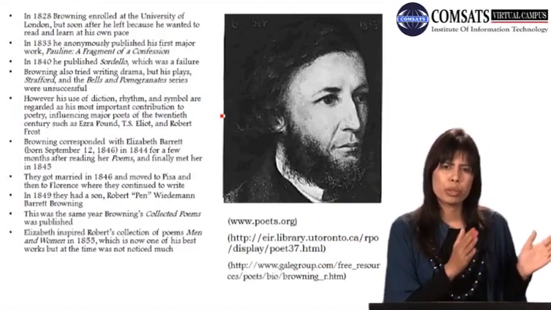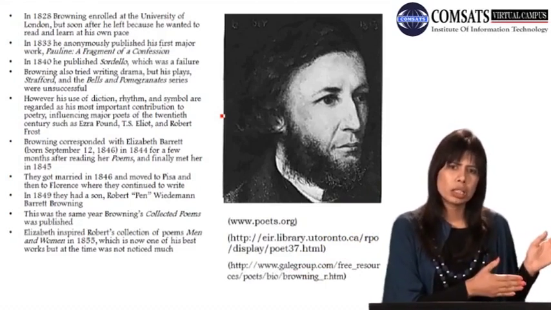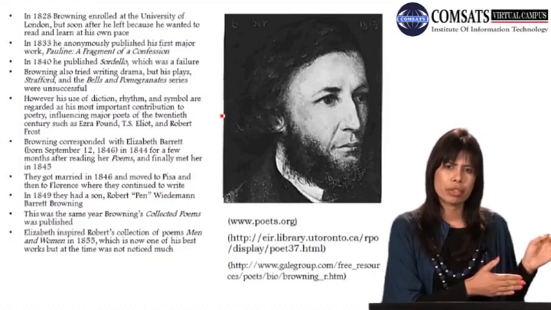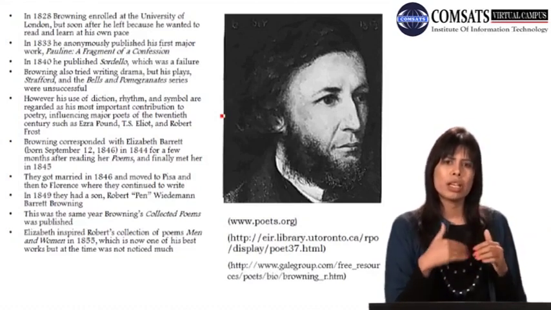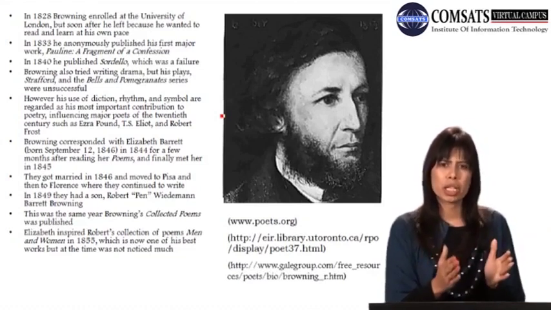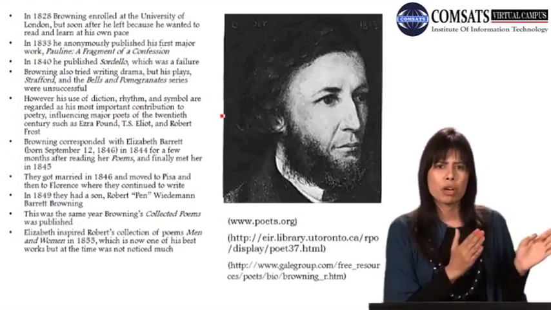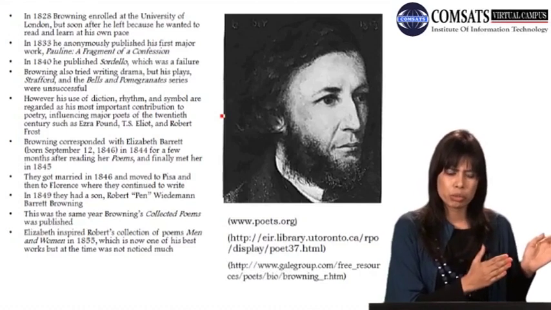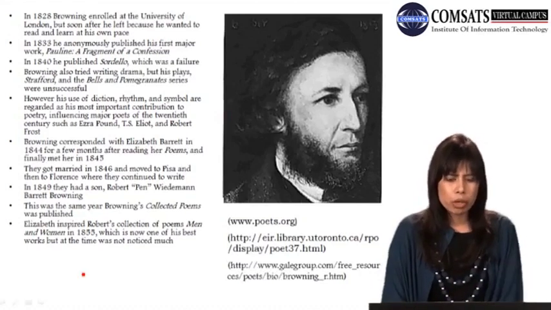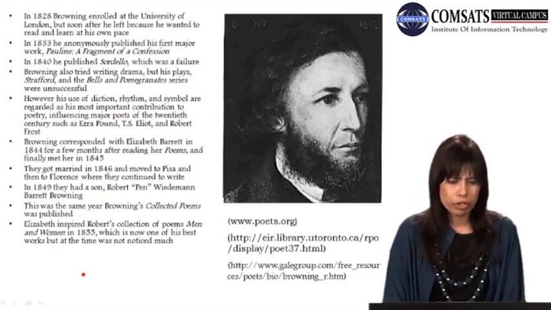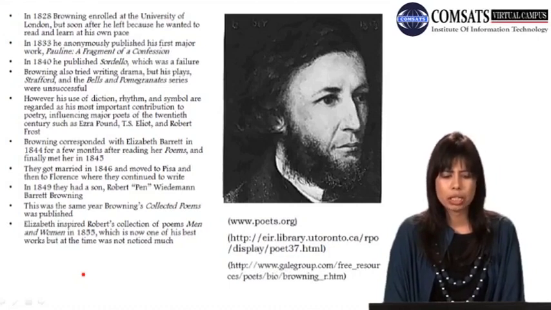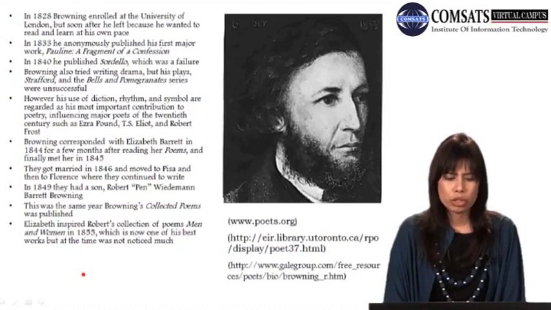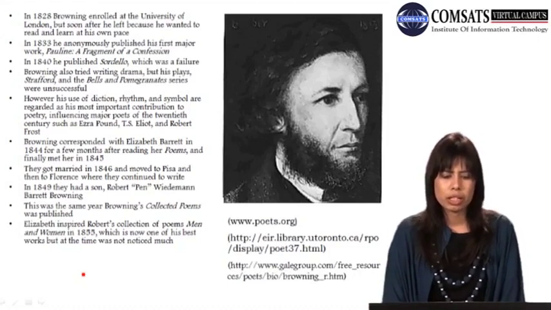So later on, when we'll be doing another era in the history of English literature, you'll see the elements which are present in Robert Browning's poetry would be there in other poets' works as well. Okay, Browning corresponded with Elizabeth Barrett in 1844 for a few months after reading her poems, and finally met her in 1845. So basically she is also a poetess, fine.